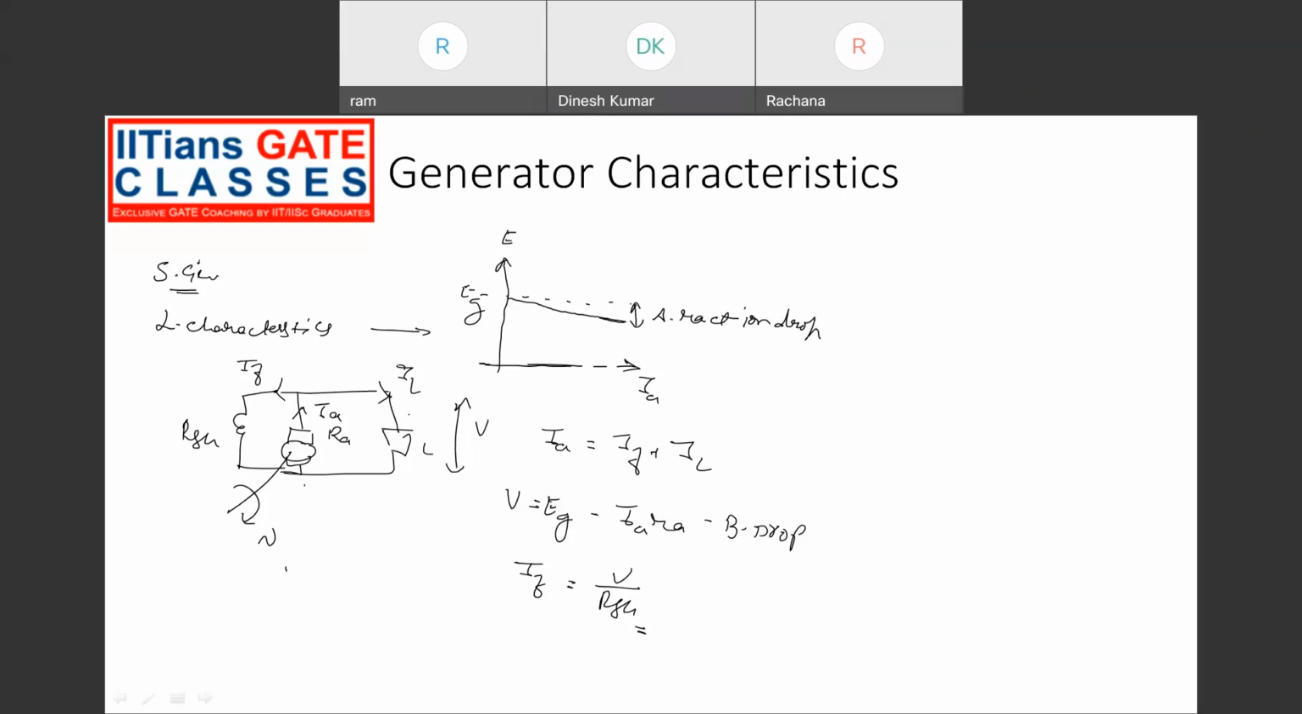Next one is external characteristics. That is plotted with respect to the terminal voltage. So which means we have to include one more drop, that is armature resistance drop. But the drop will be more, resistance drop.